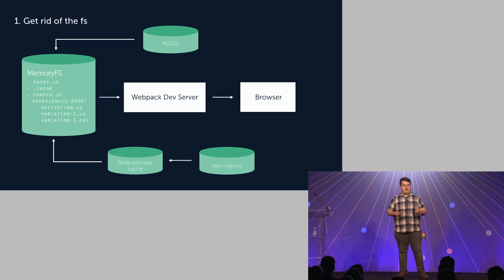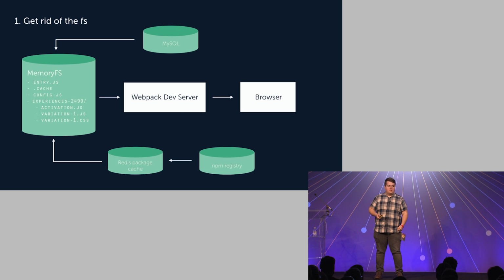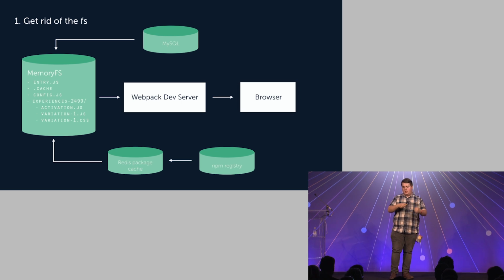And it also lets us work in container-based environments like Mesos or Kubernetes, because we don't have to run on a persistent disk. We then created a Redis package cache that caches frequently used modules, and it means we can stream them straight into MemoryFS without ever touching disk. And then we can also pull all the personalization code and segment definitions from MySQL into MemoryFS as well.